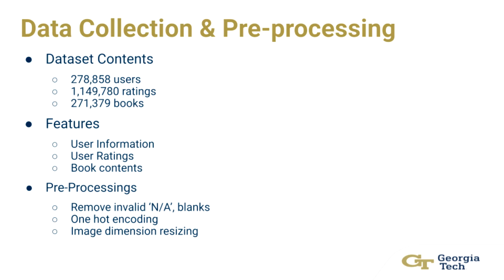The pre-processing was completed before going into the computational analysis, including removing invalid and blank data. Also, one-hot encoding was used for vectorizing the items, which will be described in the later slides, and the image was resized based on the convolutional neural network that we'll be using.